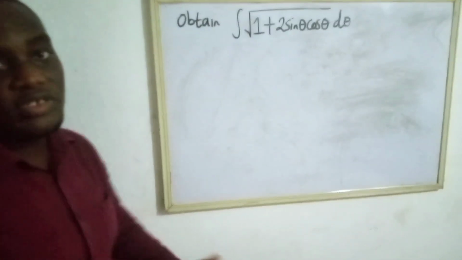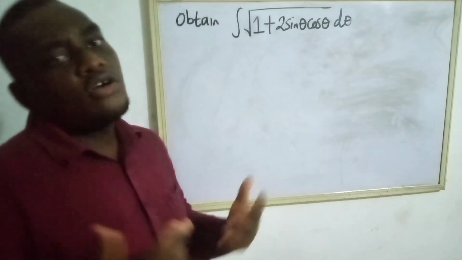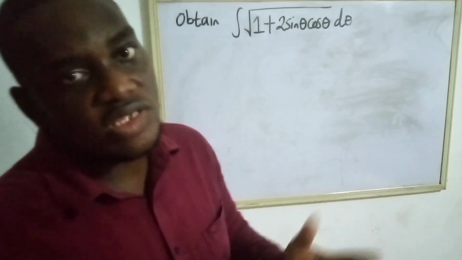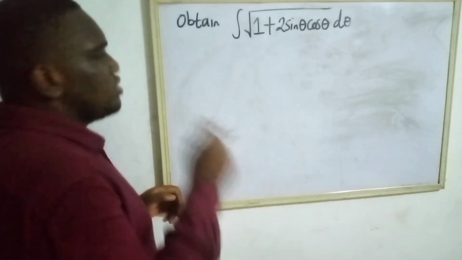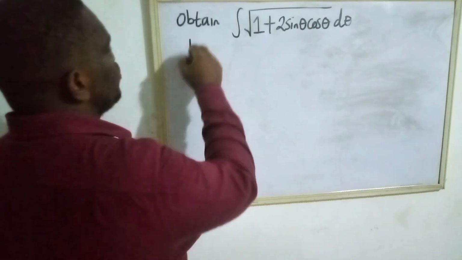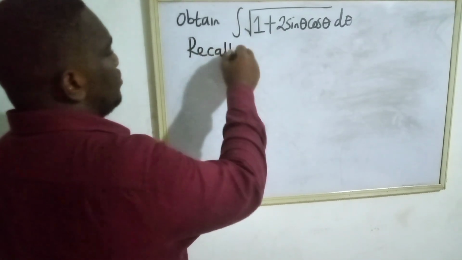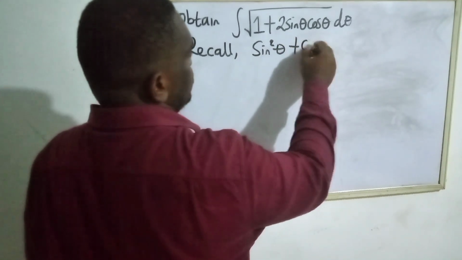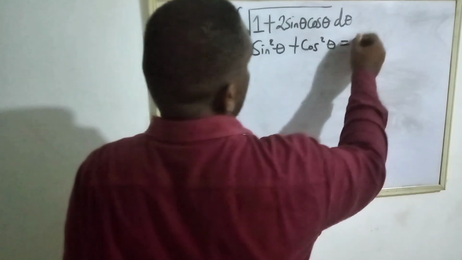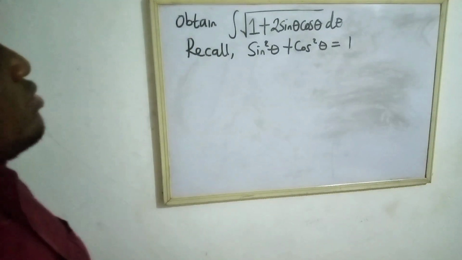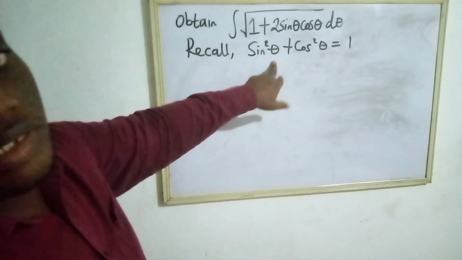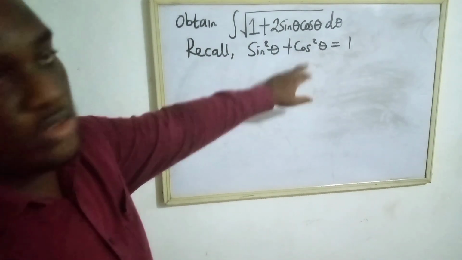To obtain this is actually quite simple. All you have to do is recall some basic trigonometric identities. And what is that trigonometric identity? We need to recall that sine square theta plus cos square theta is always going to be 1. Going to my integral, wherever I see 1, I replace it by sine square theta plus cos square theta.